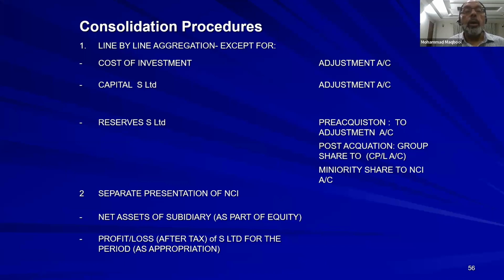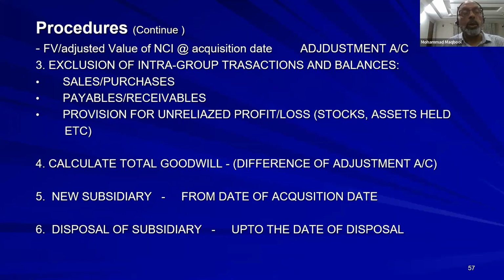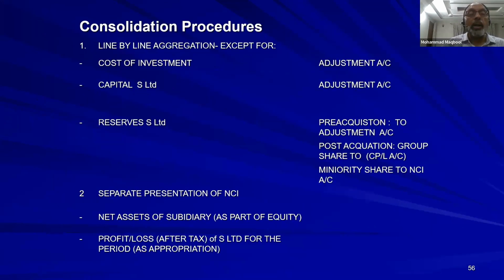Let me go straight to the example. I've put the steps here as well for you, and let me go through them. The first part is how to offset against the cost of investment. You have to make those entries which I showed you today in the beginning, where instead of the investment figure there will be a replacement of other figures. There will be separate presentation of non-controlling interest.